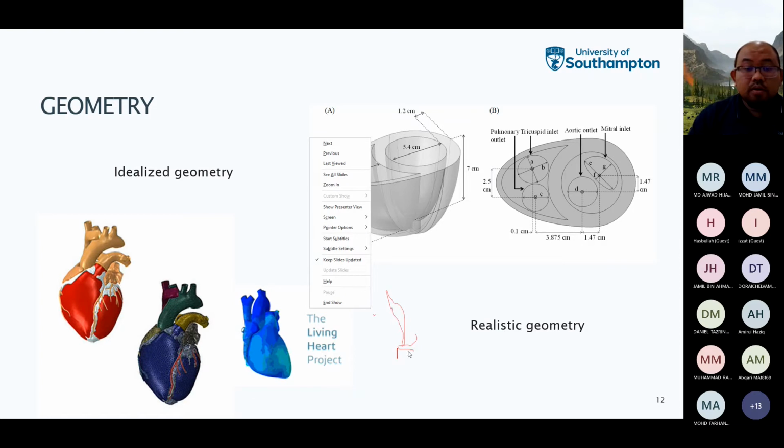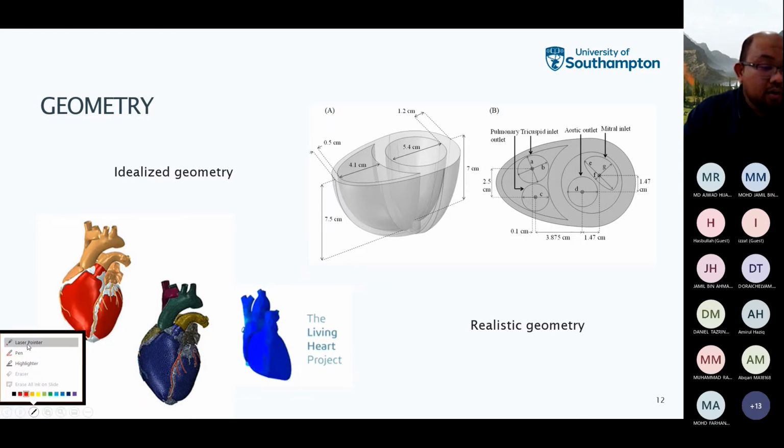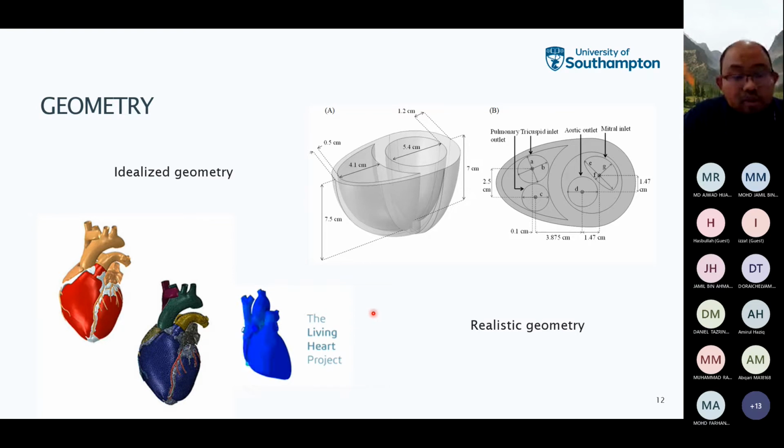You can get it from MRI images, or you can get it from a CT scan and then extract the geometry, as what's shown here. So this image at the bottom is coming from a project called the Living Heart Project. This project is sponsored by the same company that made SolidWorks, Dassault. They use their software to develop a living heart simulation. So that is their simulation over there. You can see all those color changes are electrical signals that they are simulating within the heart.